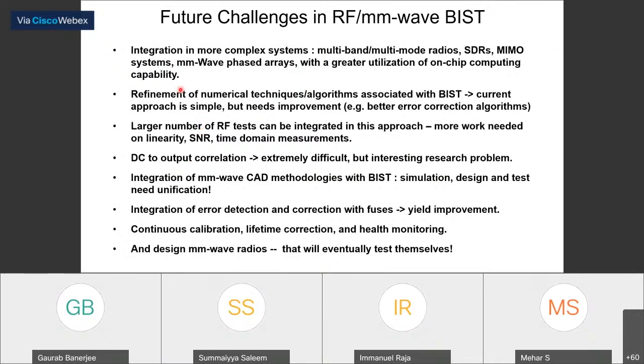So we are going to see many more complex systems in the coming days: multi-band, multi-mode radios, phased arrays, and MIMO systems. And we have to make greater utilization of the on-chip capacity. One thing that people are again looking at is, can we do a lot of this using numerical techniques and algorithms? Can we use error correction algorithms with the BIST system that we can put on a chip, which is not the best BIST system in the world in terms of accuracy, because you cannot put a spectrum analyzer or a VNA inside a chip?